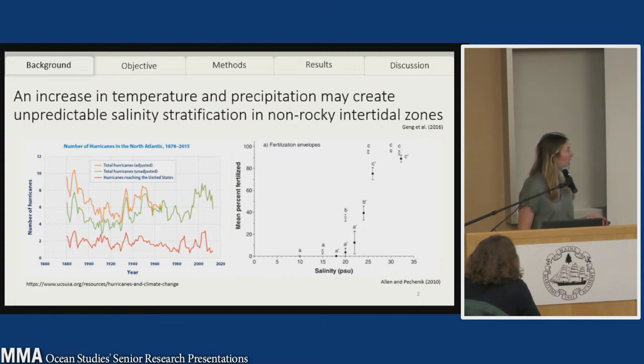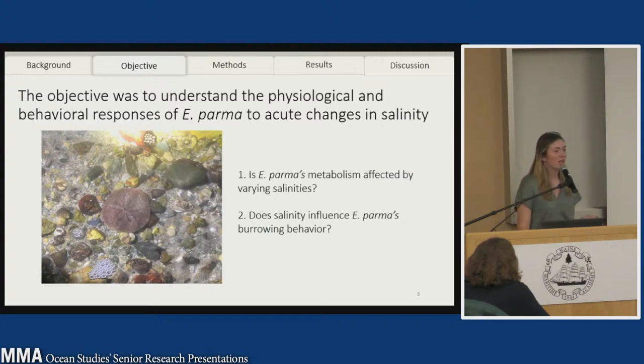So this diagram here on the right is showing the mean percent fertilized of sand dollar larvae compared to a variation of salinities. And as you can see, below 22 PSU, there is little to no fertilization that occurs with sand dollar larvae. So in general, there is a scarcity of literature that documents how changing salinity affects adult sand dollars physiologically. The objectives of my study were to understand the physiological and behavioral responses of sand dollars to these acute changes in salinity. Specifically, I was asking, is their metabolism and is their burrowing behavior influenced by these salinities?